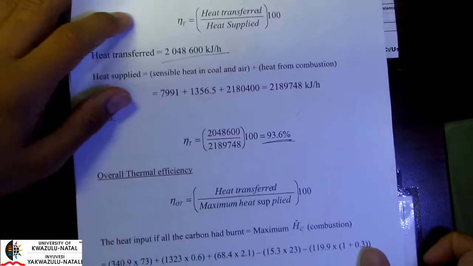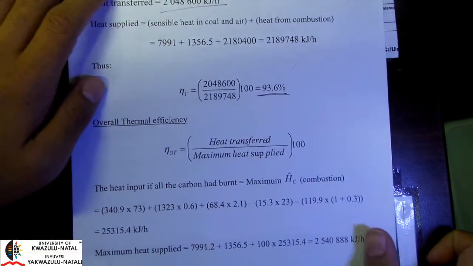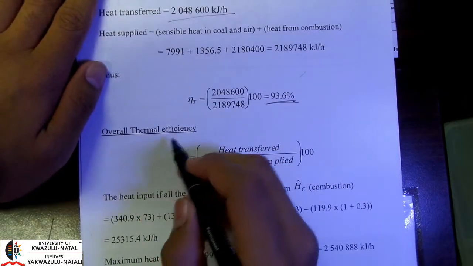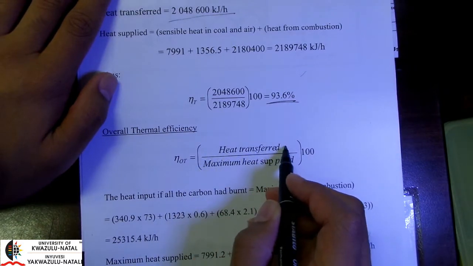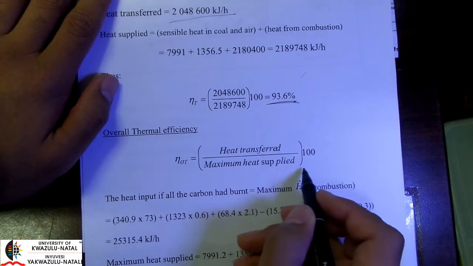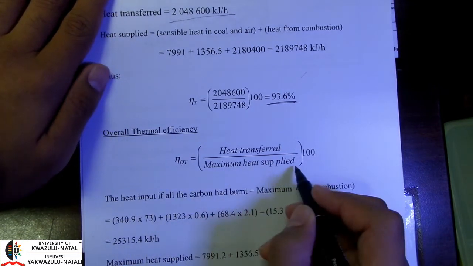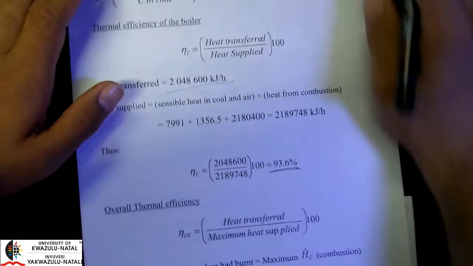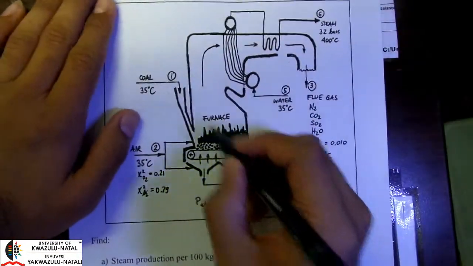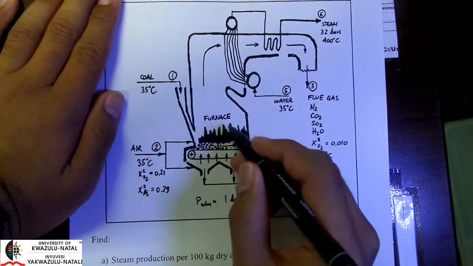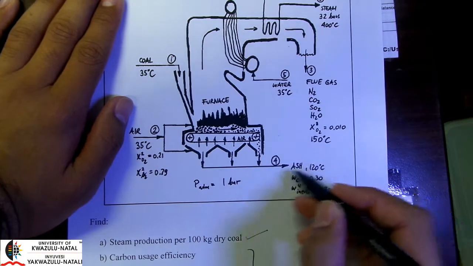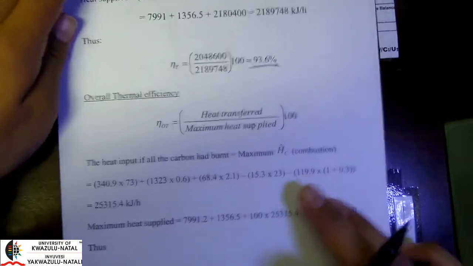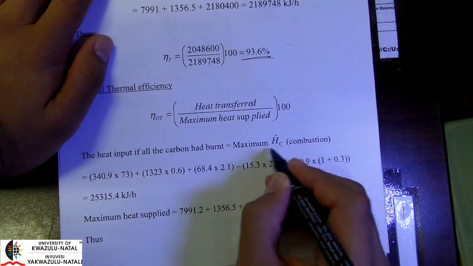Okay, now let's look at the overall thermal efficiency, which is different to the thermal efficiency of the boiler. The overall thermal efficiency is equal to the heat transferred divided by the maximum heat supplied. Now the maximum heat supplied would occur if all of our carbon was burned. Remember that ideally we want all of the carbon in this coal to be burned. But in reality we have carbon losses to the ash. So let's calculate our heat input if all of the carbon was burned. In other words, let's calculate the maximum heat of combustion.